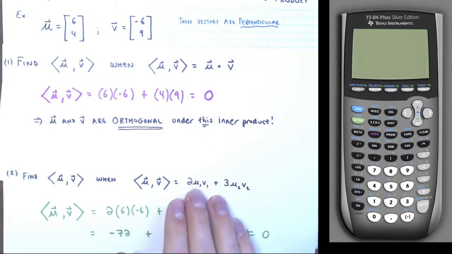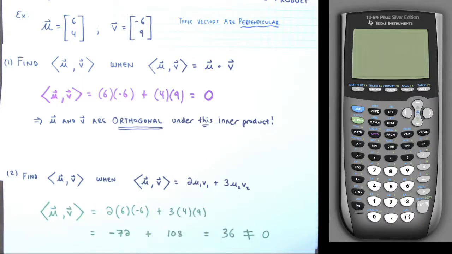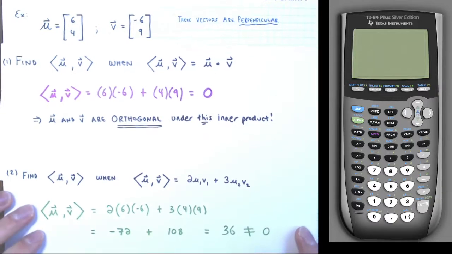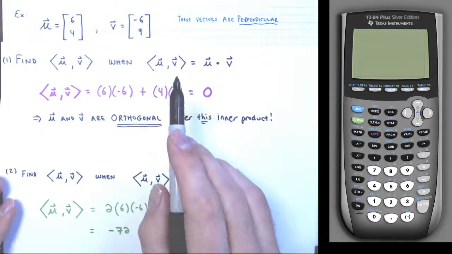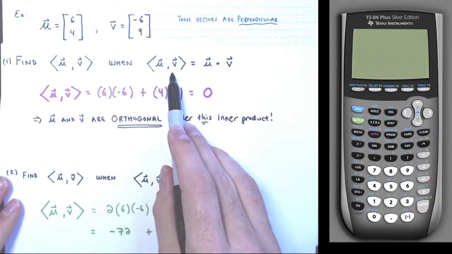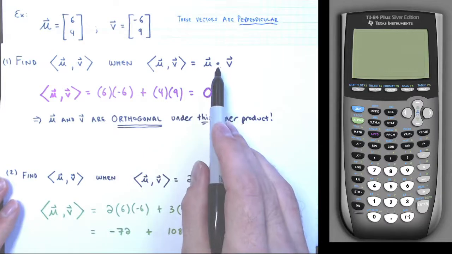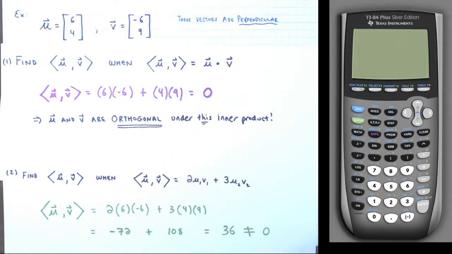So when the inner product is defined this way on R2, these two vectors are not considered orthogonal. So again, really be careful, really pay attention to how the inner product is defined. And usually if the inner product is not defined, you can assume the dot product. Assume the standard inner product.